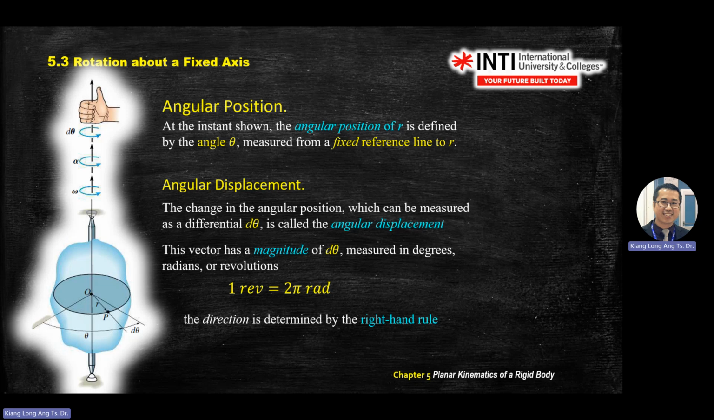The first one, V equal to V0 plus at. Second one, V square equal to V0 square minus 2a delta S. The third one, delta S equal to V0 t plus half a t square. I hope we can remember this one.